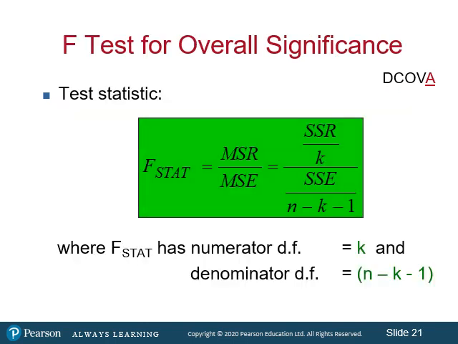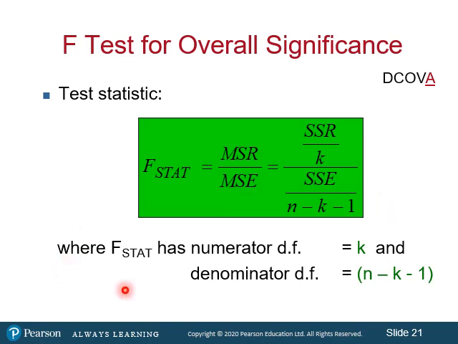So how is the F test calculated? F-stat equals MSR divided by MSE. What is MSR? Mean sum of squared regression. MSE is mean sum of squared errors. MSR is calculated by SSR divided by K, and MSE by SSE divided by N minus K minus 1.